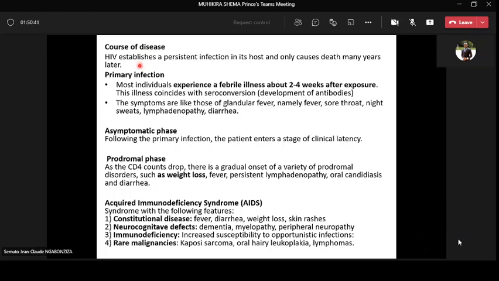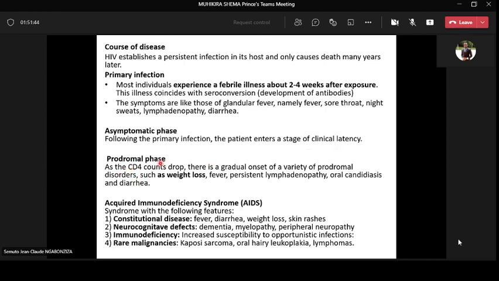So for the course of disease, we count 4 phases, and it is a persistent infection in the host, and only causes death many years later. Primary infection: most individuals experience a febrile illness 2 to 4 weeks after exposure, and it coincides with seroconversion, when antibodies are developed. The symptoms are mainly fever, sore throat, night sweats, minor symptoms. It is followed by a very long asymptomatic phase, which can last up to 5 years, and this is a clinical latency.